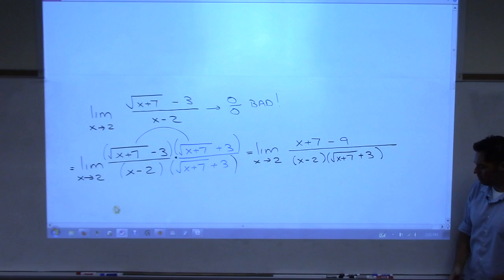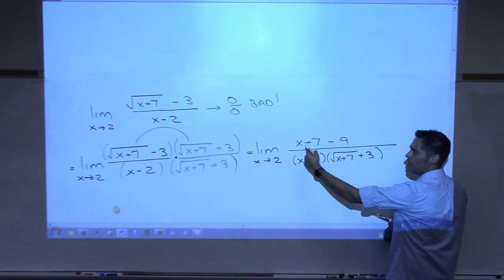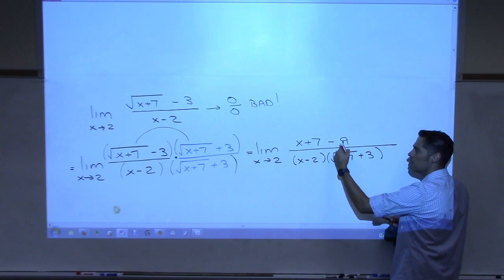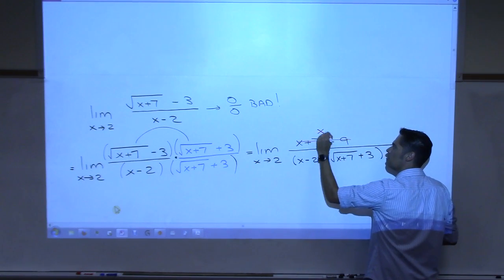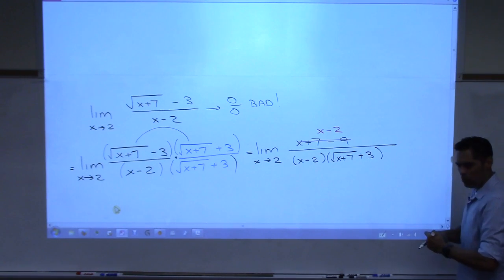And look at the numerator. Do you see the numerator? It's perfect, right? This is x minus 2. This is x minus 2. It's exactly what I needed. It just works that way.